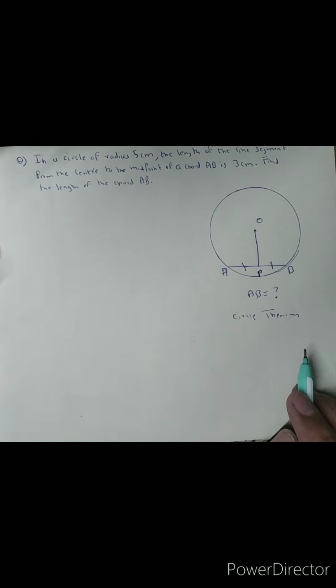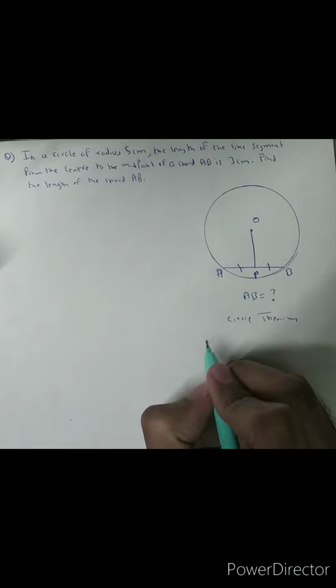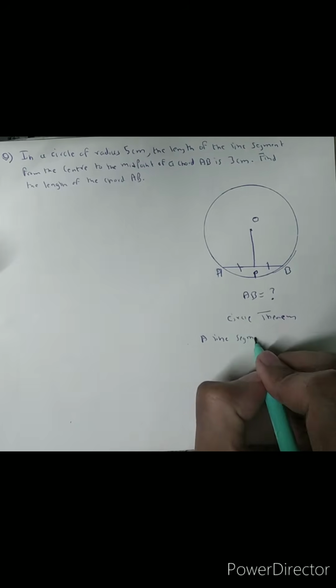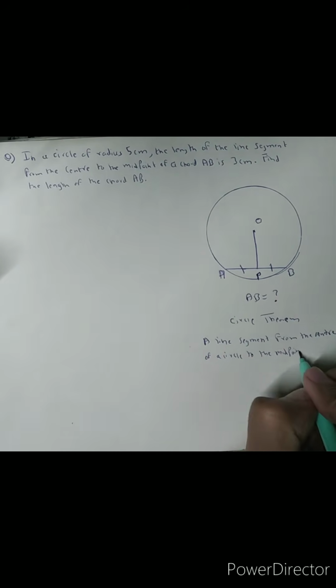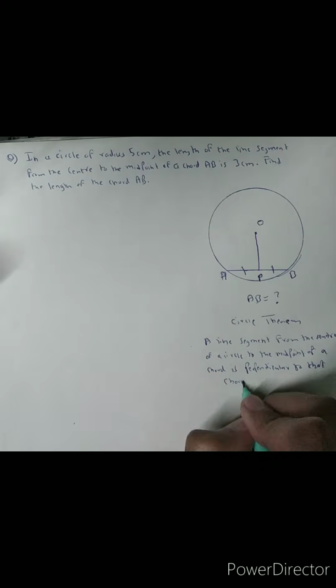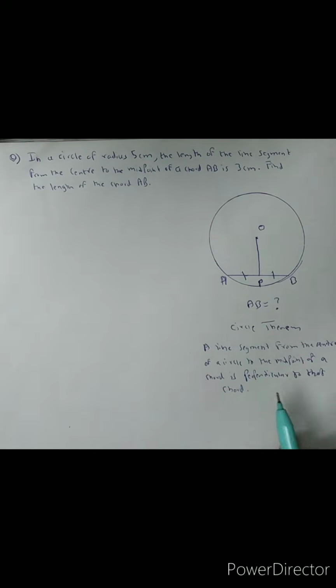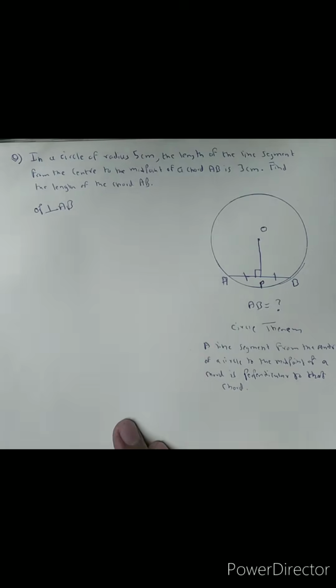The answer is straightforward. The circle theorem that involves this line segment connecting the center of the circle with the midpoint of a chord in a circle. This theorem states that in any given circle, any line or segment connecting the center of the circle with the midpoint of any chord in that circle, this line or segment is also perpendicular to that chord. So OP here, according to this theorem, is also perpendicular to chord AB.